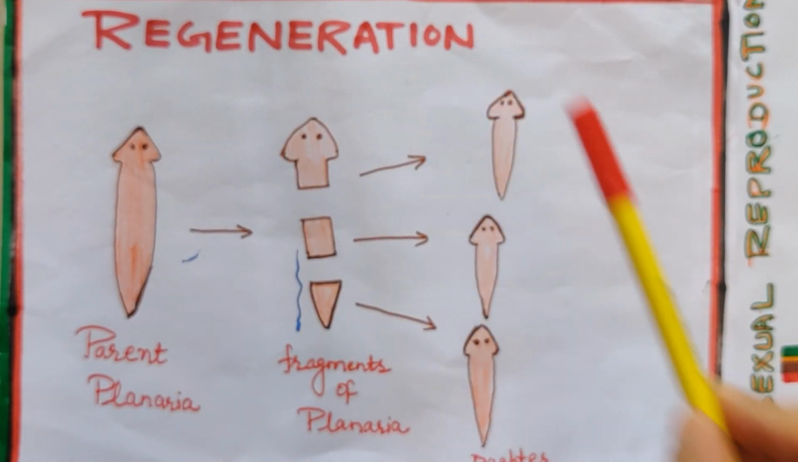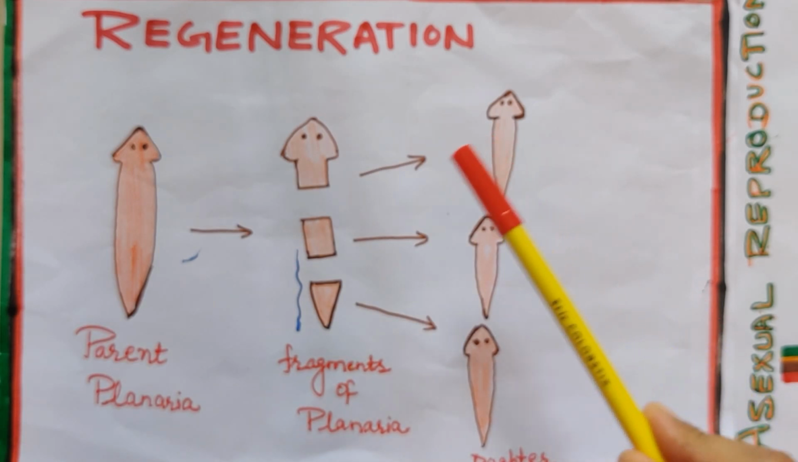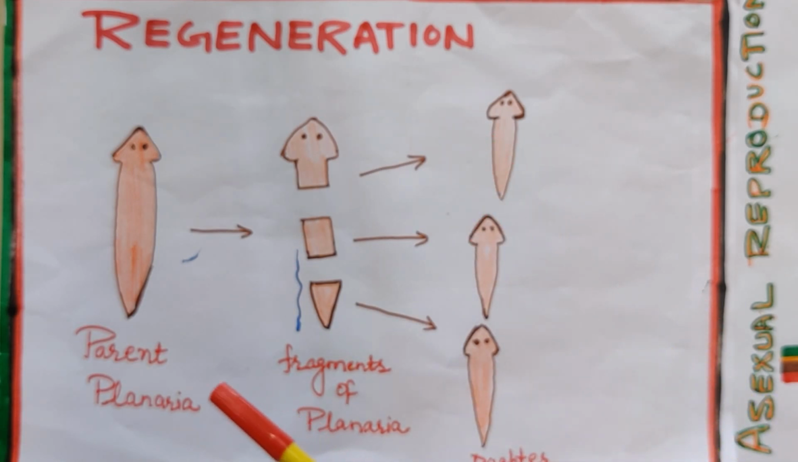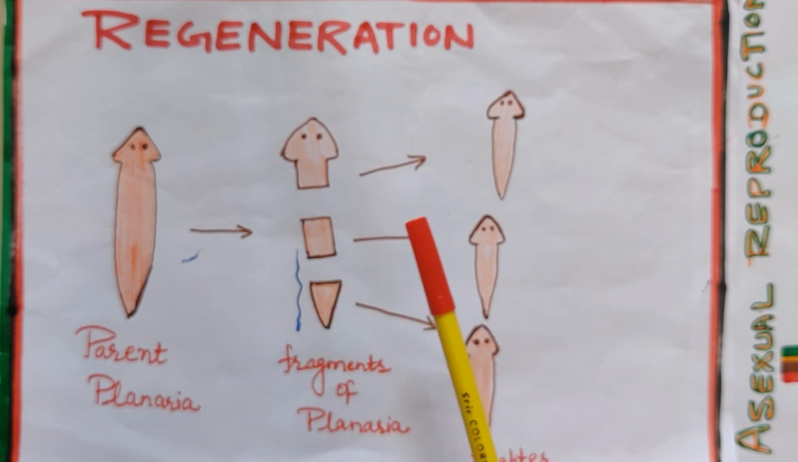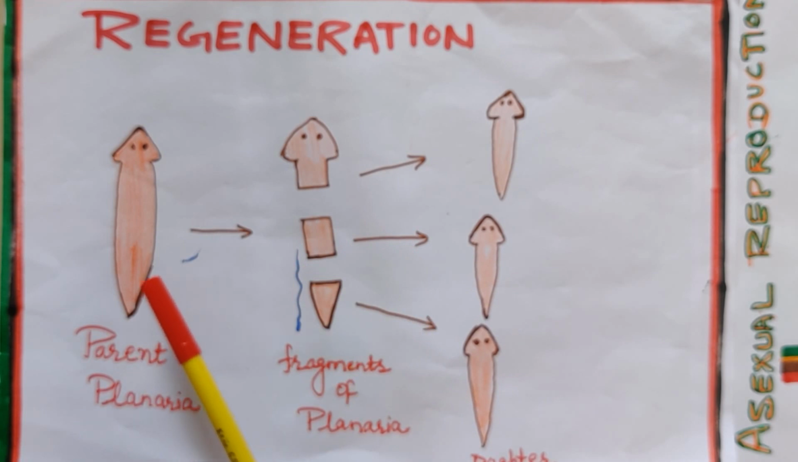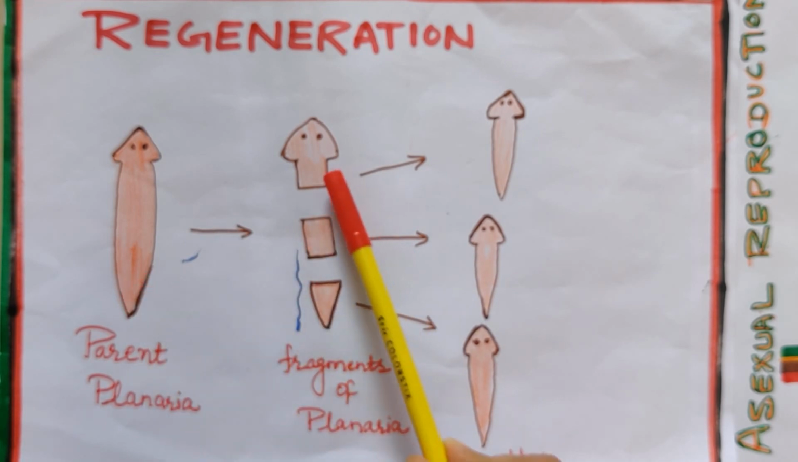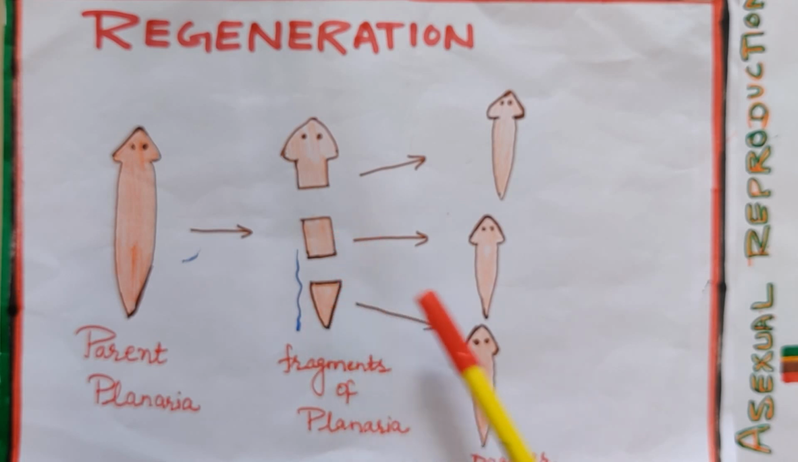The fourth type is regeneration. Regeneration is a mode of reproduction, again in organisms having a simple body design. As in this picture, planaria is given. Planaria is a flatworm. You studied this in class 9 under platyhelminths. How does planaria reproduce? Planaria reproduces by regeneration. How? Its body splits into parts, and each part has the ability to regenerate into a complete organism.